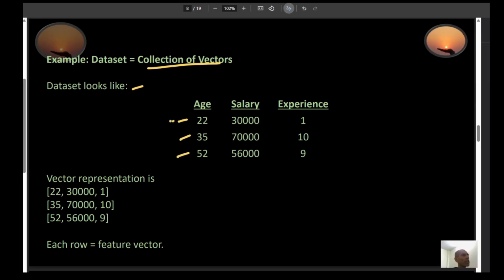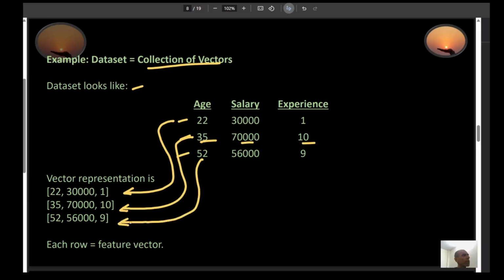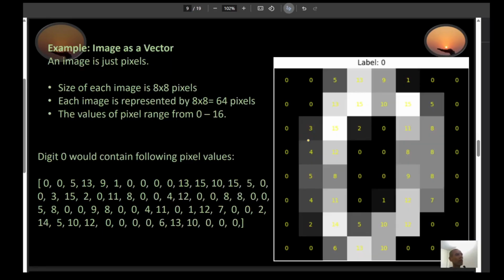So the first data can be represented like this: 22, comma 30,000, comma 1. Then this data right here can be represented with this vector: 35, comma 70,000, comma 10. And then the third data can be represented with this vector: 52, 56,000, and 9. These are the numbers right here. So each row can be thought of as a feature vector.